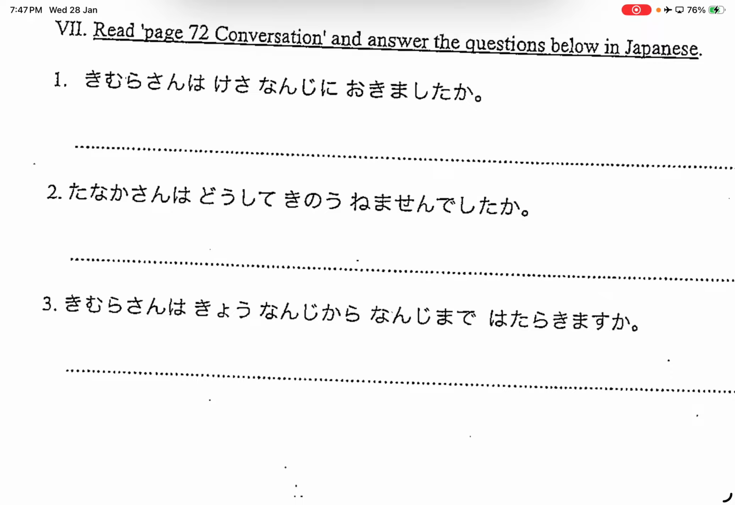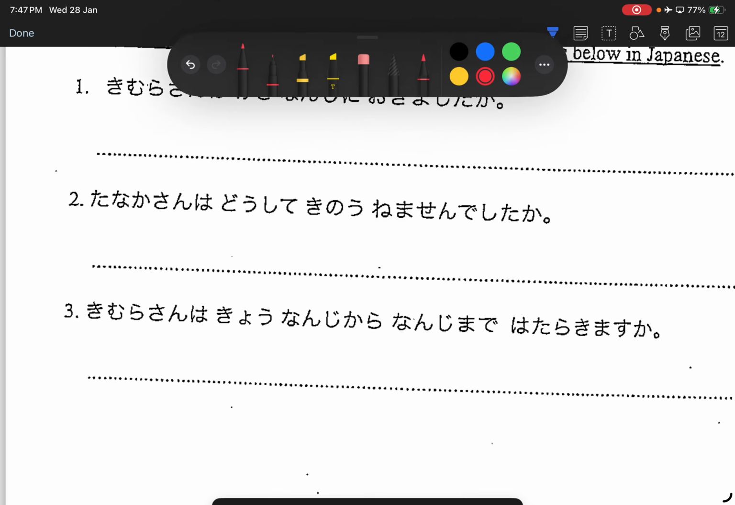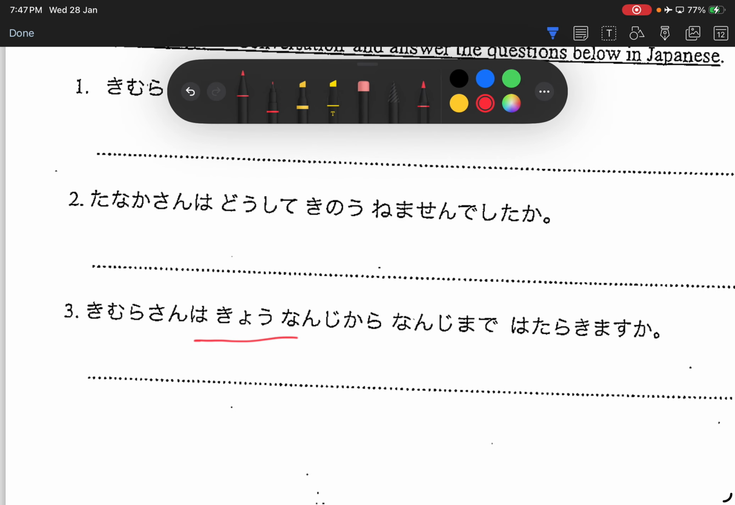木村さんは今日何時から何時まで働きますか? So what time until what time he work? Yes. いつも午前. Do we need to know いつも? Itsumo is what? Usually, right? Usually. But we don't usually. We just want to know kyo. The keyword here is kyo. So kyo is today. So for today only. So for today, nanji kara nanji made. What time? Yeah. So usually what time does it start?